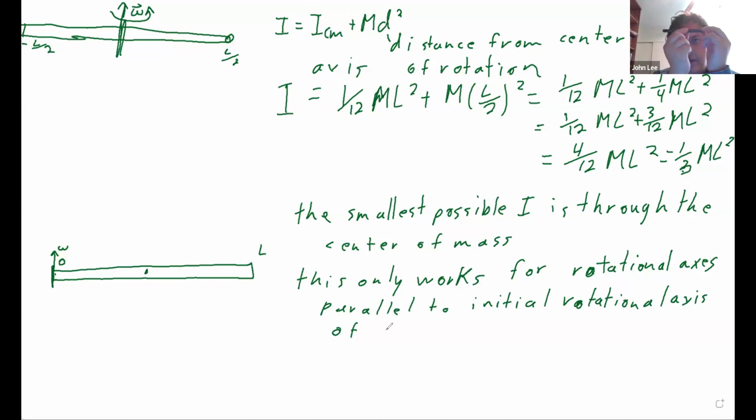So say if I'm rotating around the center of mass like this versus if I'm rotating around the center of mass like this, then that's going to be something you can use this theorem for. But if you're rotating through the center of mass like this, and then you decide to start rotating like this, then that's not going to be something that you can use it for. So it has to be parallel to the original axis of rotation, which means omega has to be pointing in the same or in the negative direction.